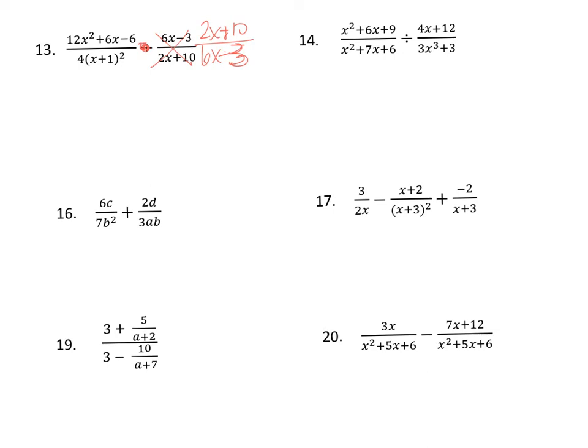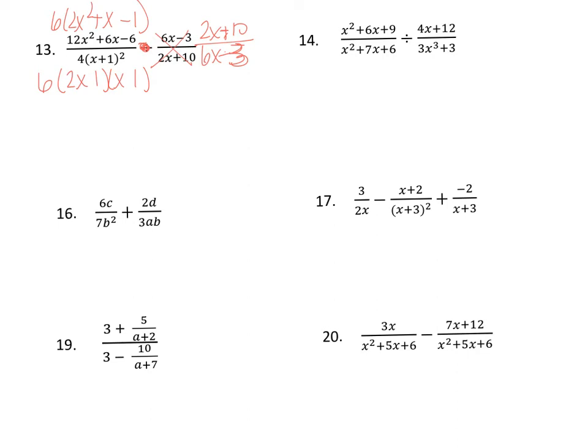So let's look at the top, the numerator of the first fraction. We're going to factor out a 6, and we get 2x squared plus x minus 1. And that's going to become 6 times 2x and x. The only way to get 1 is 1 and 1, so the question is, where do my negatives go?